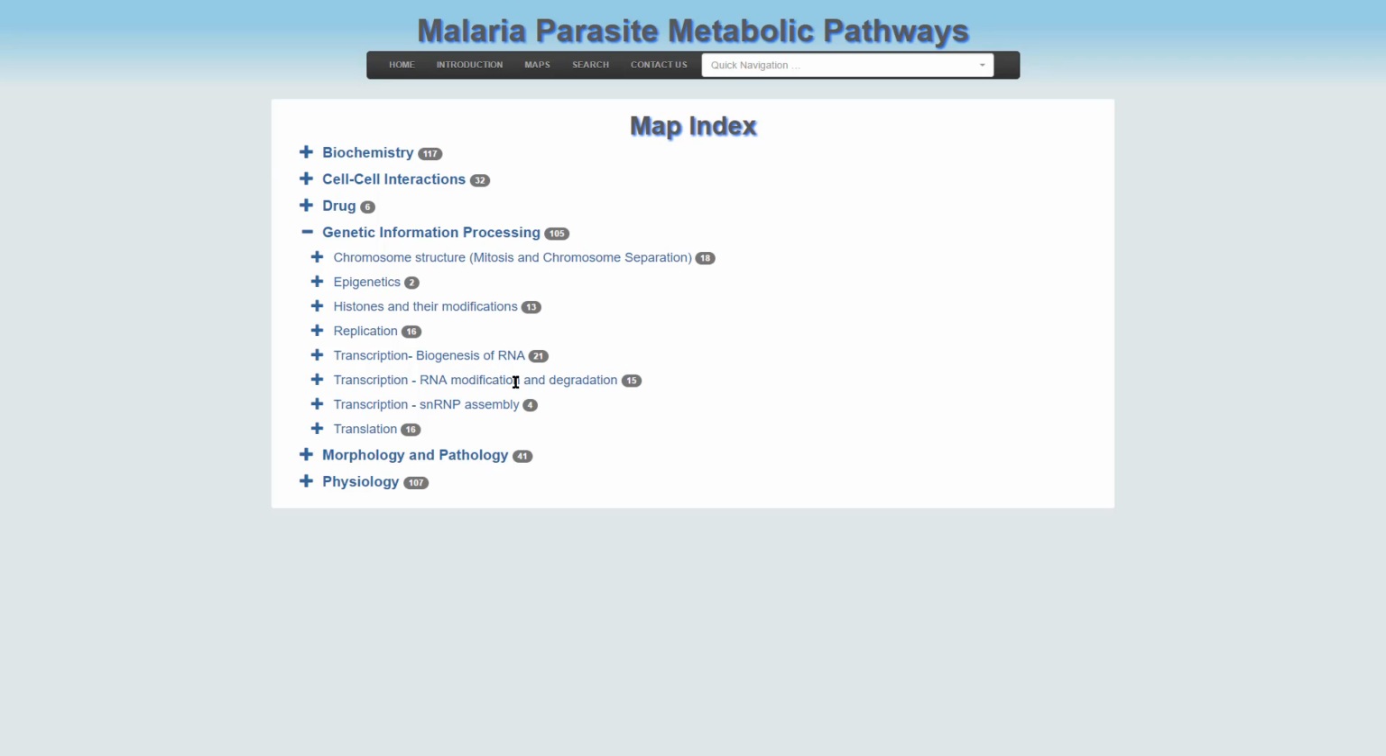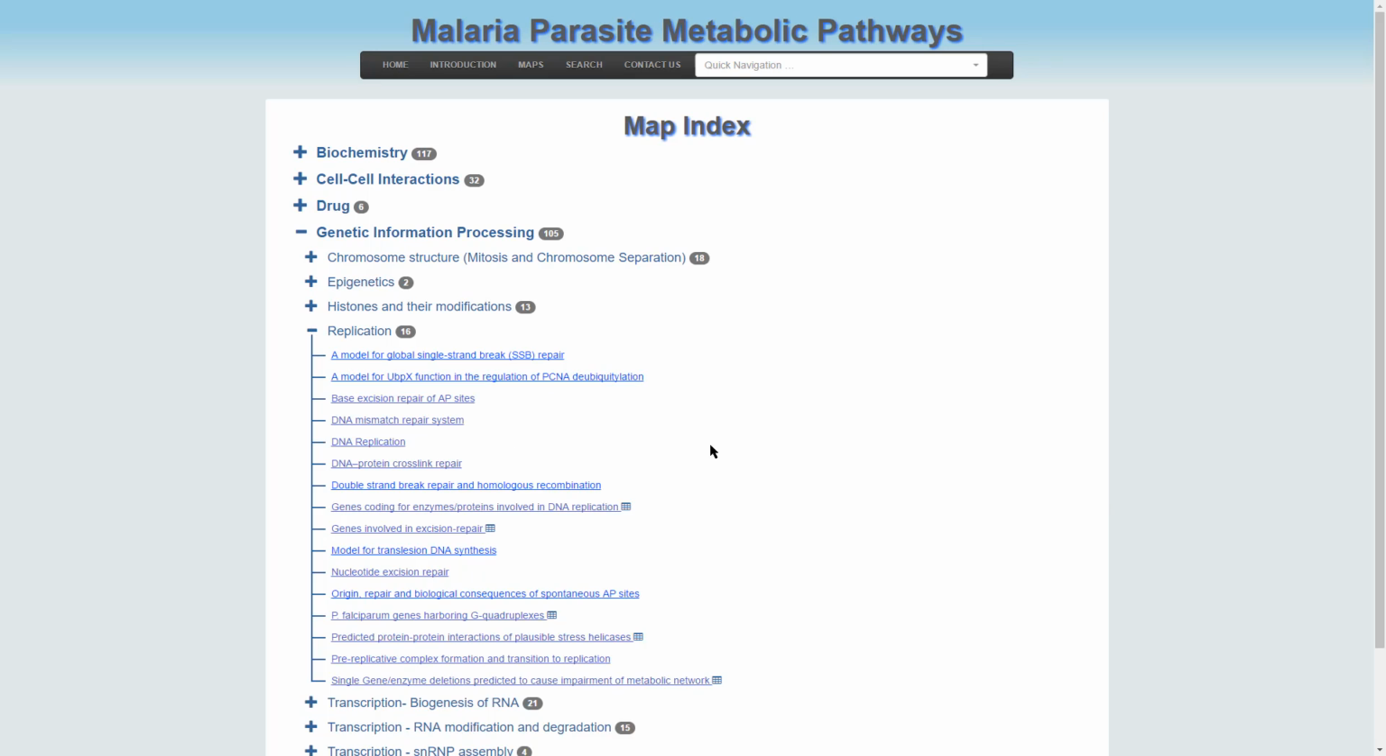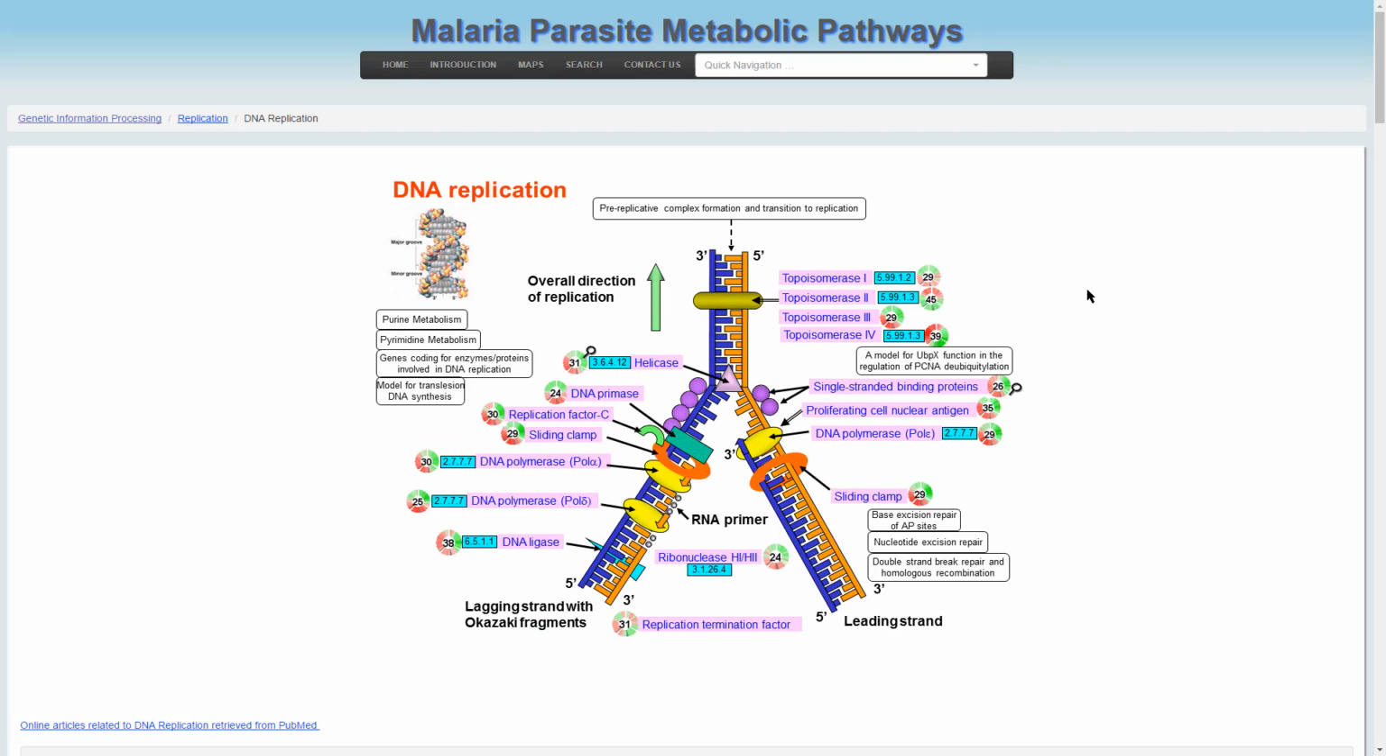Let's go to replication and to DNA replication. We see here the map with all its components. You see that there are proteins which do not have EC number next to them. In order to get access, we just go to the name of the protein itself.